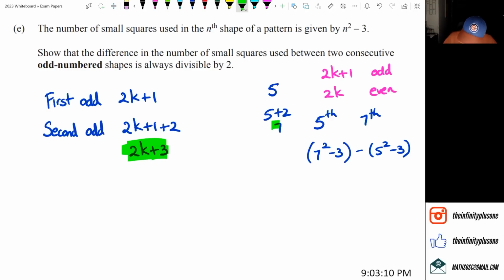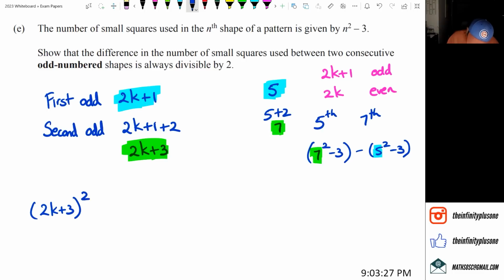Think about it like this. If the 2k plus 3 is like 7, then I've got to replace the 7 with 2k plus 3. And if the 2k plus 1 is like the 5, I've got to replace the 5 with 2k plus 1. So that's what I'm going to do here. I'm going to go 2k plus 3 squared minus 3, subtracted by 2k plus 1 squared minus 3.